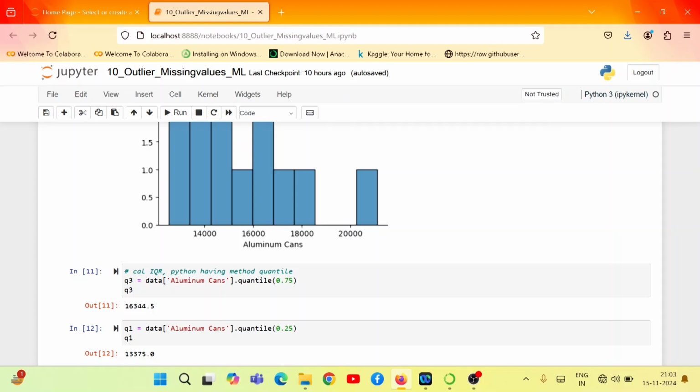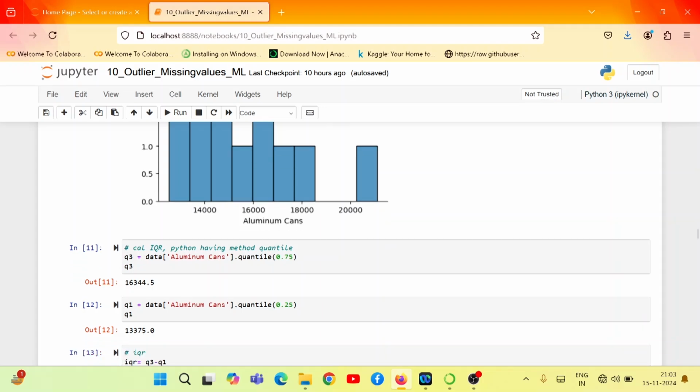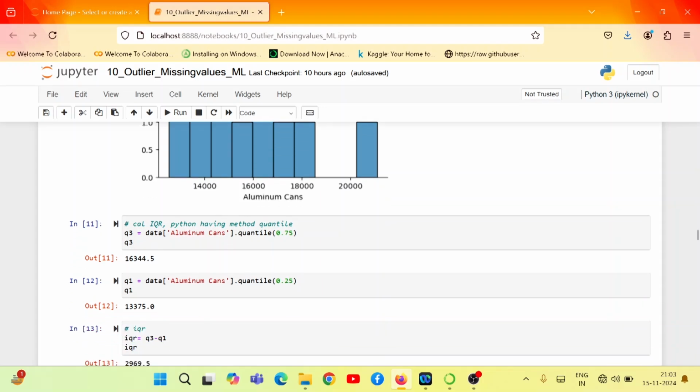This IQR represents the range of values between the 75th percentile and the 25th percentile. We can divide the total data into 4 parts, maybe 4 quartiles you may say. The 25th percentile is Q1, the 50th percentile is called Q2, the 75th percentile is called Q3, and the 100th percentile is called Q4. The difference between Q3 and Q1 is called IQR.